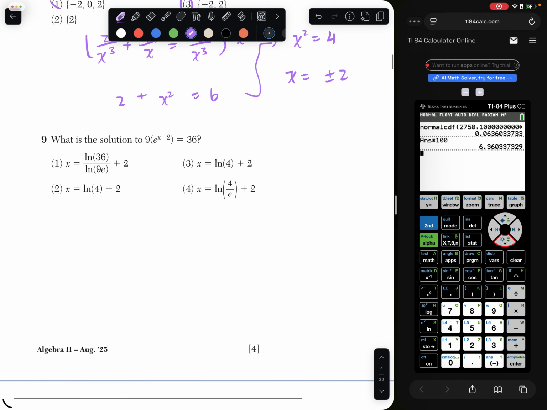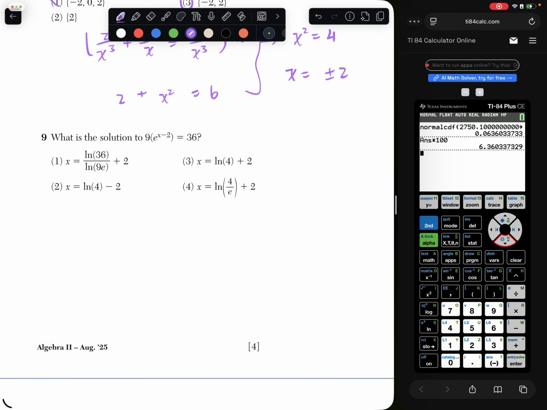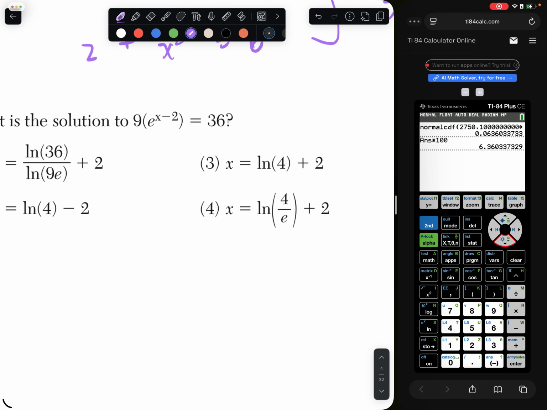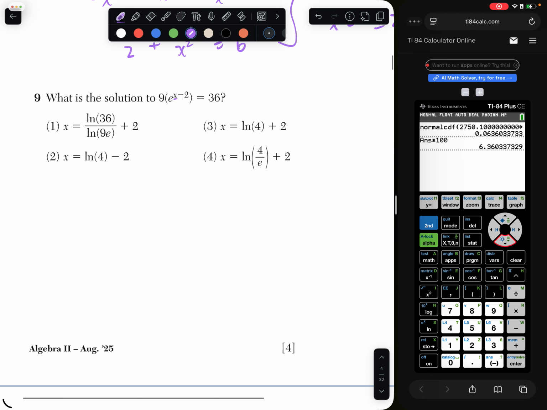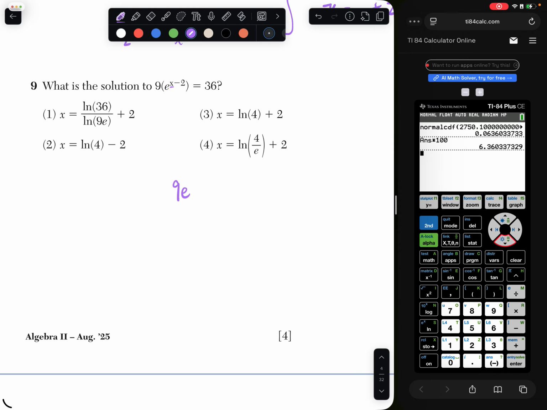Okay. Number 9, what is the solution to 9 times e to the x minus 2 equals 36? And one thing that I noticed over here, this x is actually supposed to be italicized. Okay. So 9 times e to the x minus 2 is equal to 36.